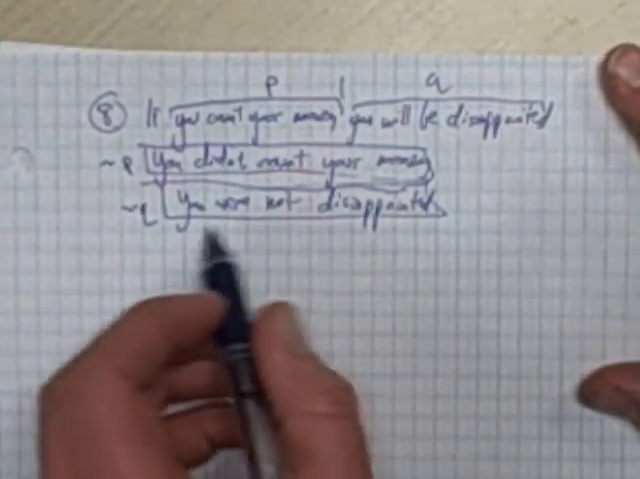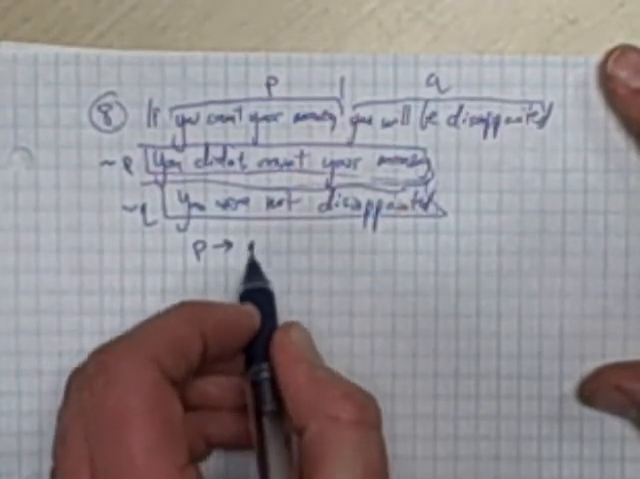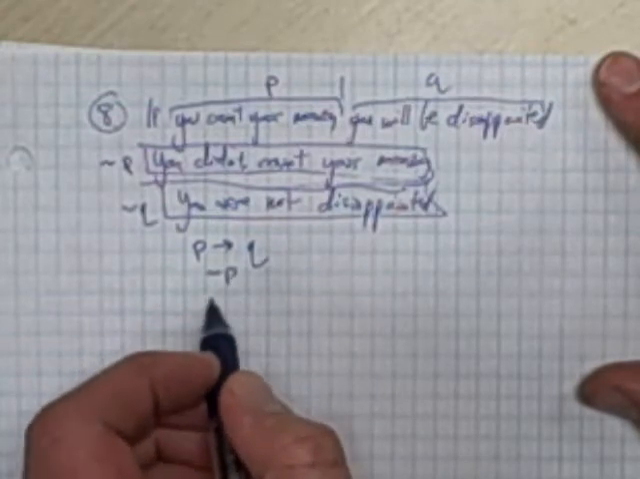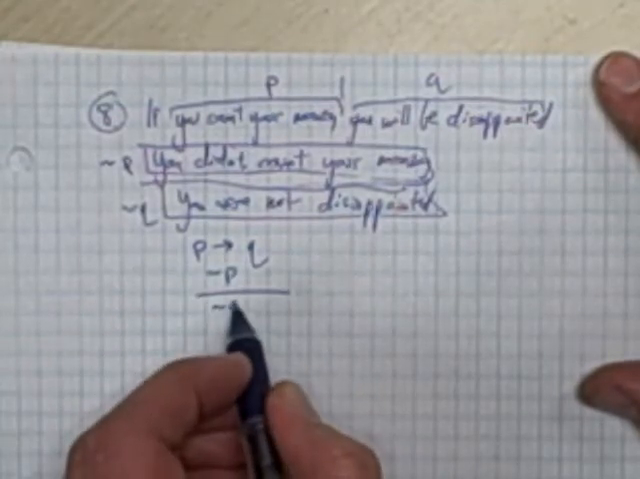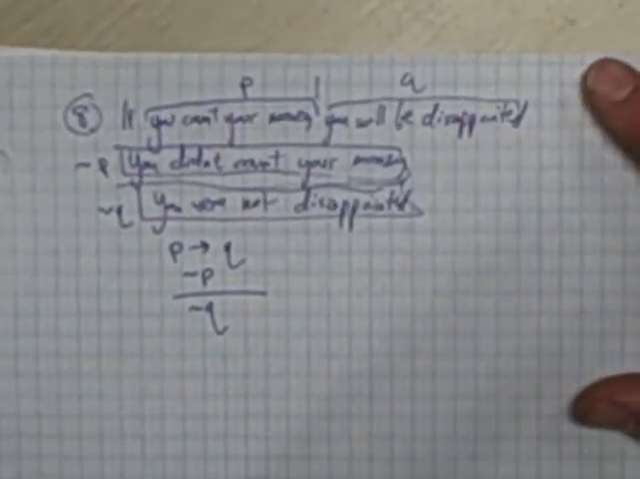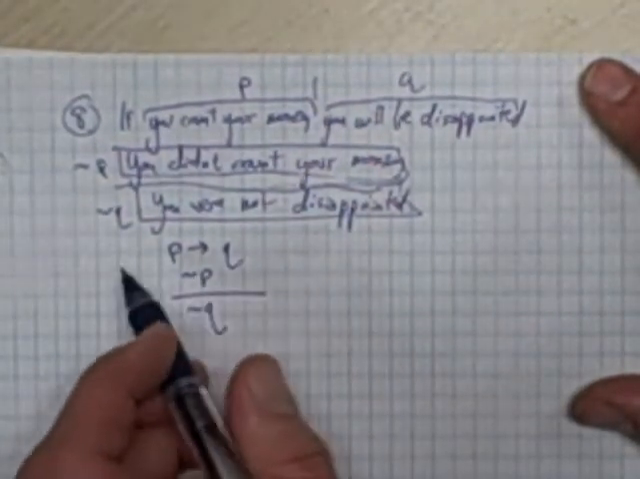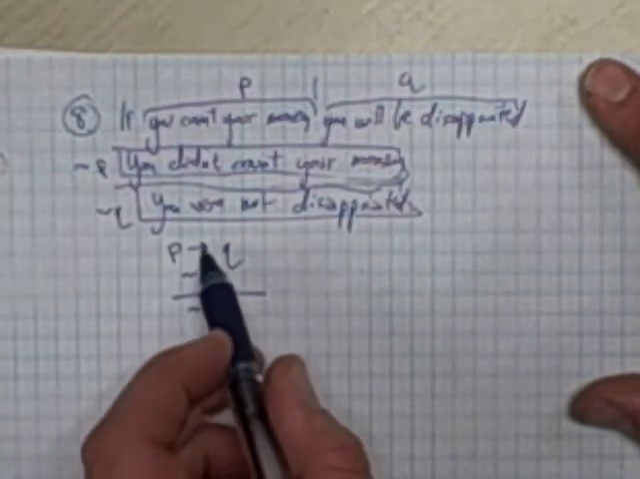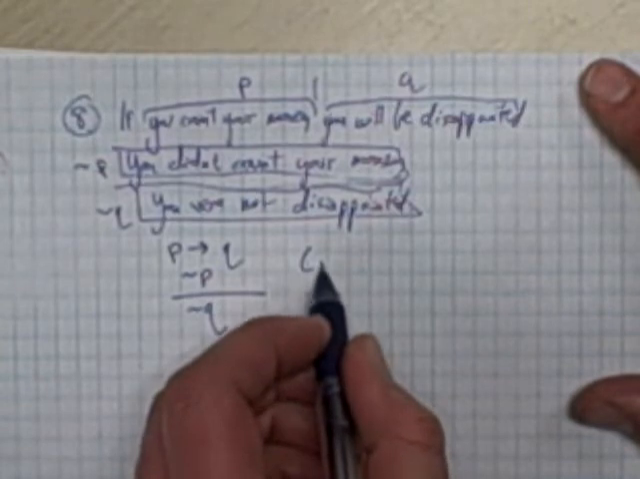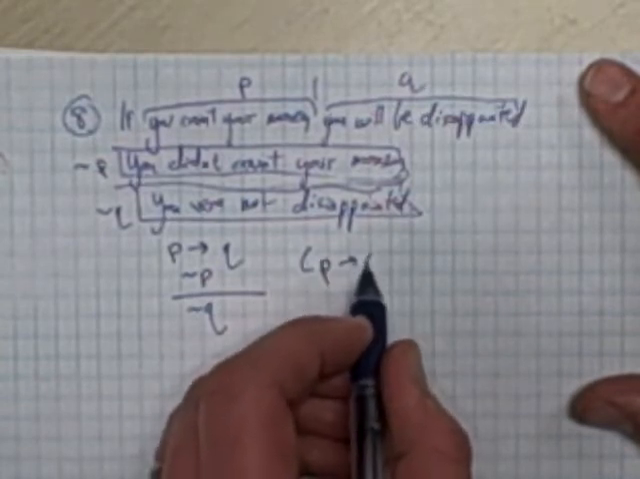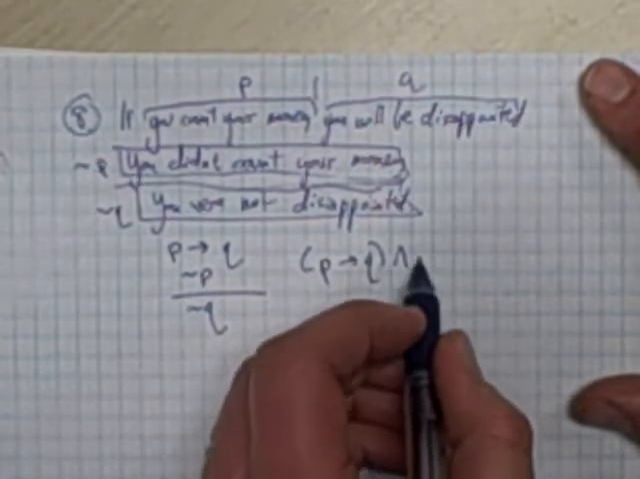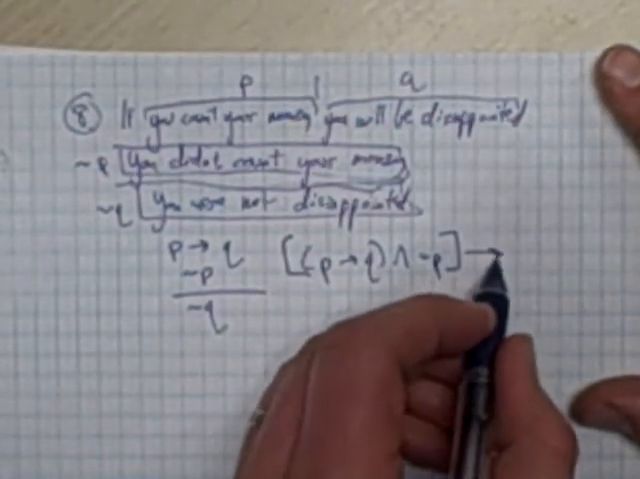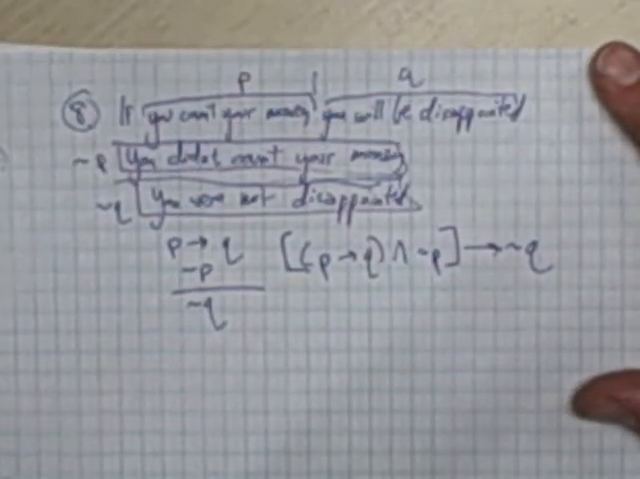So notice the structure of this is P implies Q. If you count your money, then you will be disappointed. You didn't count your money, not P, therefore not Q. And again, the question is, is this a valid argument? Remember, I have this and this implies that. These two things together, if they're both true, have to force that to happen. So P implies Q and not P: by necessity, do those two things together force not Q to happen? That's the thing I'm going to check.